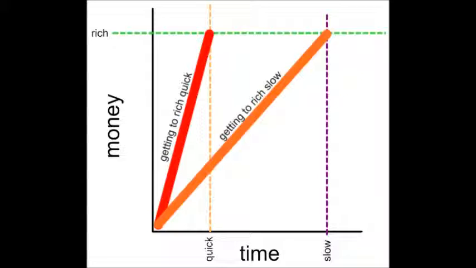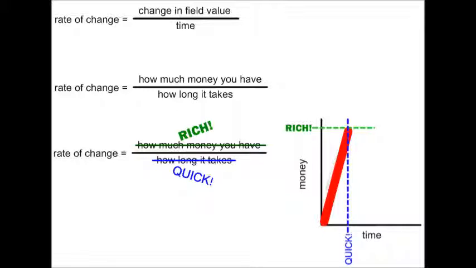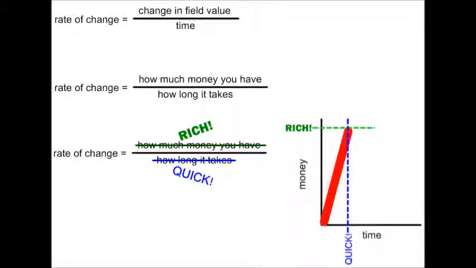This is called a rate of change. So this red one for getting rich quick is a fast rate of change, and getting rich slow would be a slow rate of change. And there's actually a formula. It's on page 1 of your reference table, and it says rate of change equals change in field value divided by time.